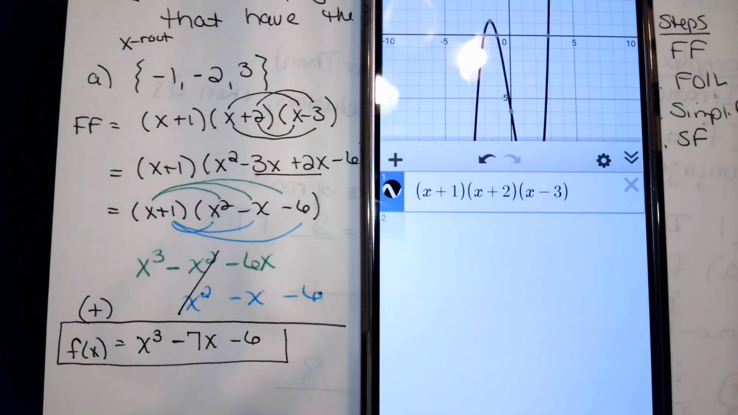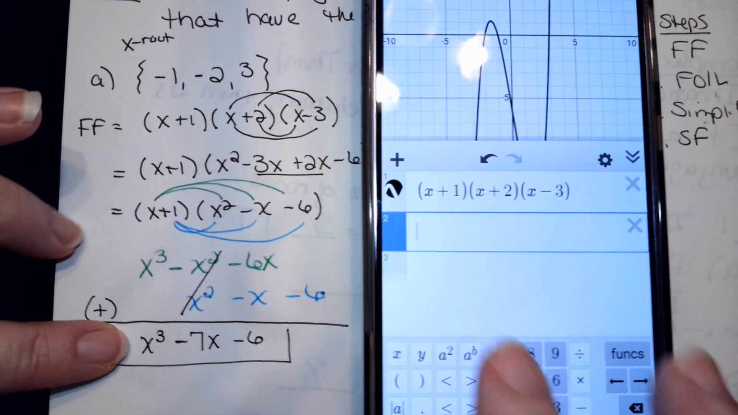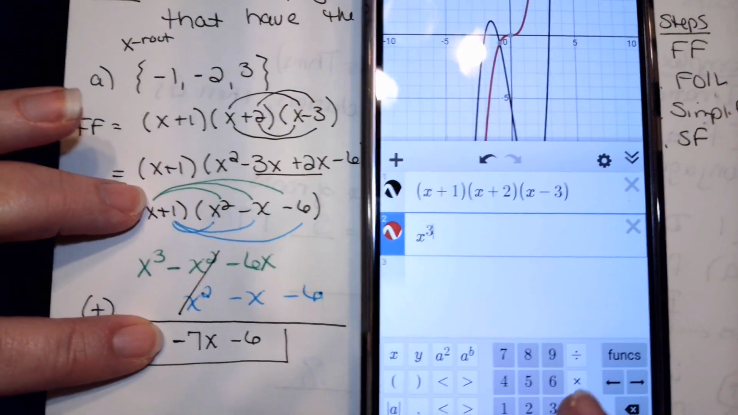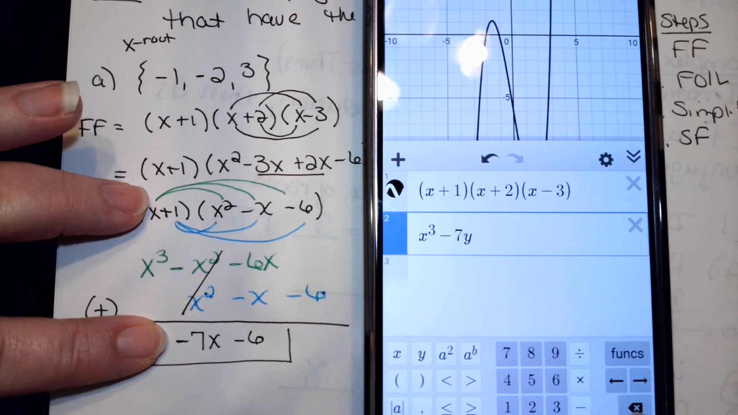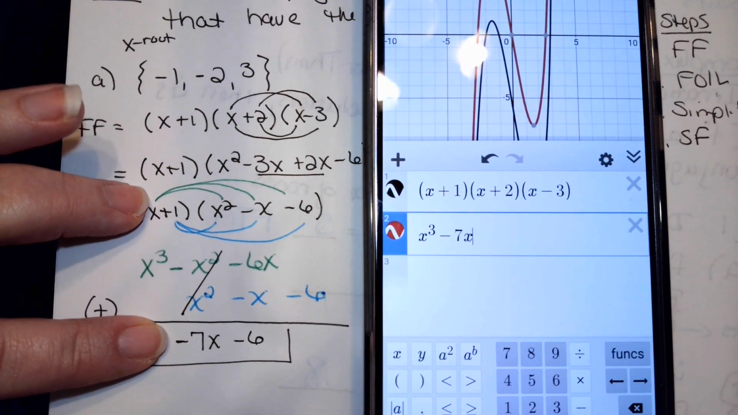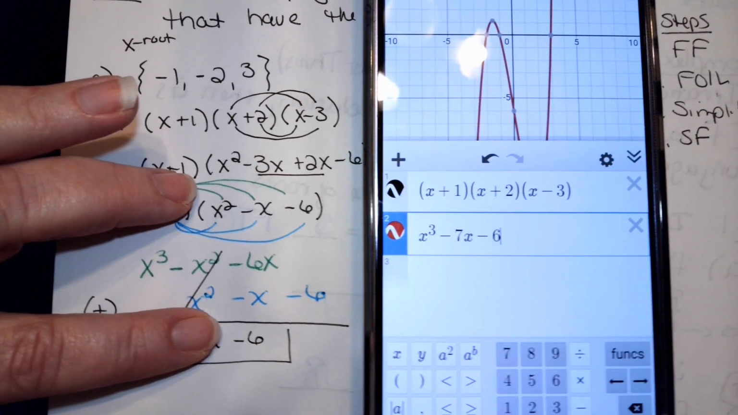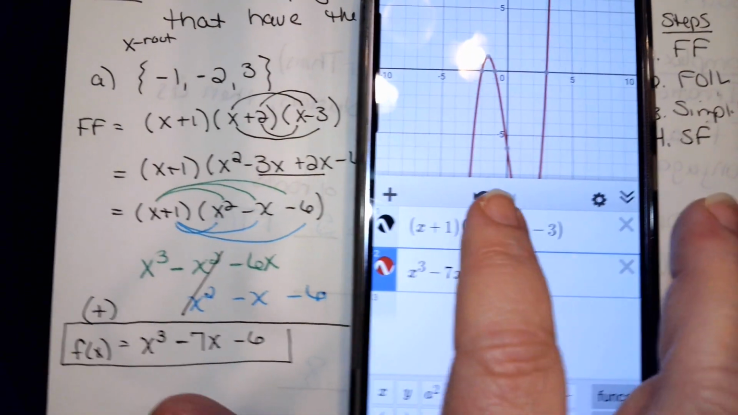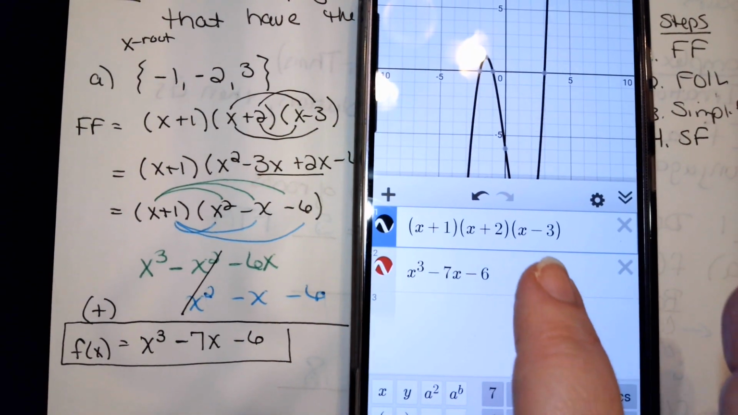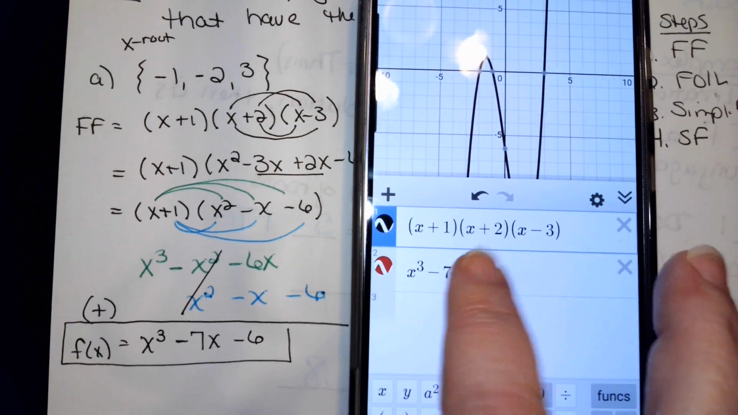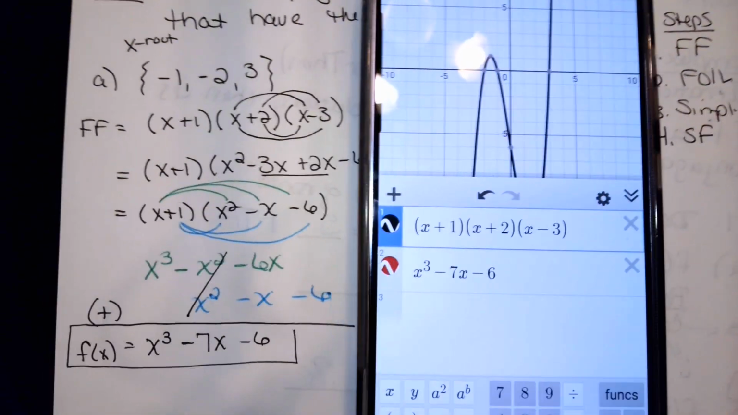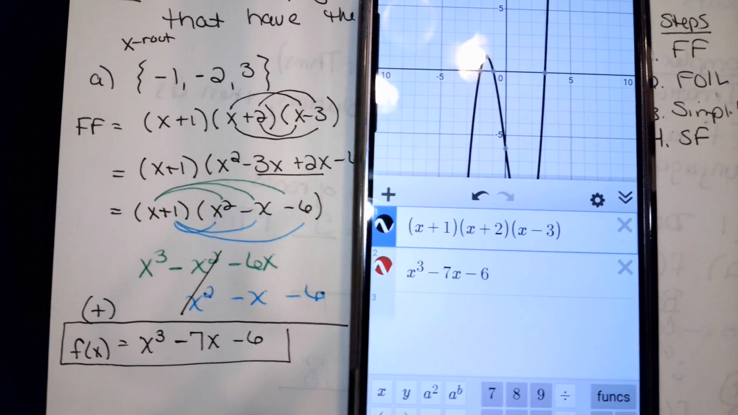Alright, now I'm going to put in my standard form in line 2. x cubed minus 7x minus 6. Alright, when I change it from factor form to standard form, do we see a different graph? And the answer is no. So that lets us know that these are equivalent, so my answer is correct.